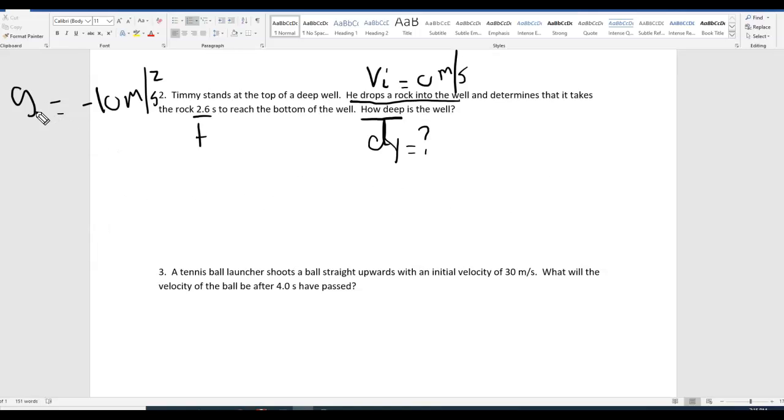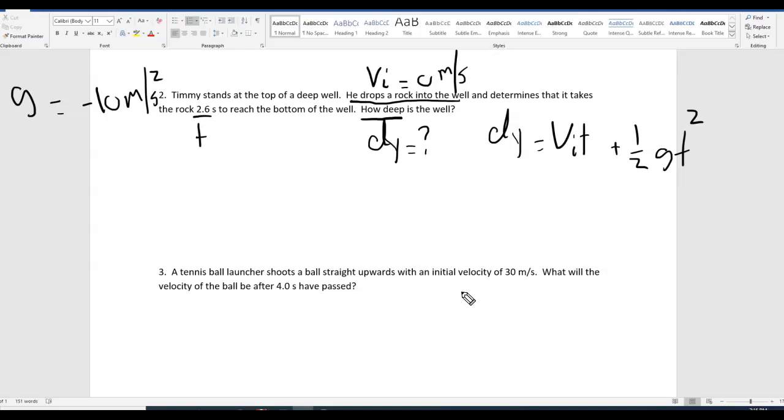So I want the equation that has g, t, vi, and dy. And that is the equation that looks like this. dy equals vi times t plus 1/2 gt squared.